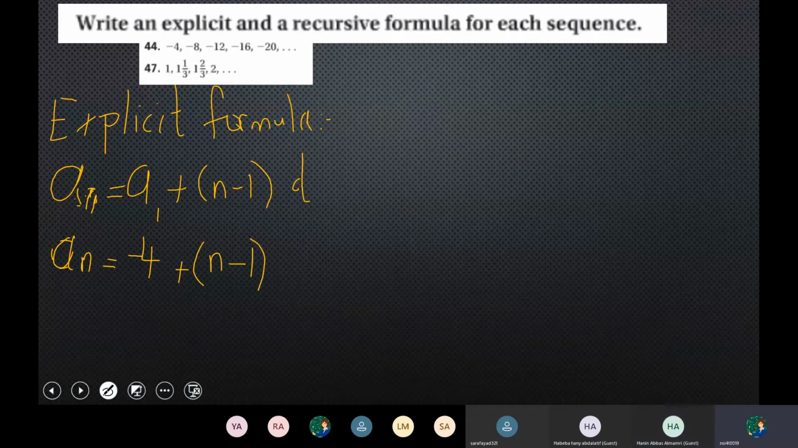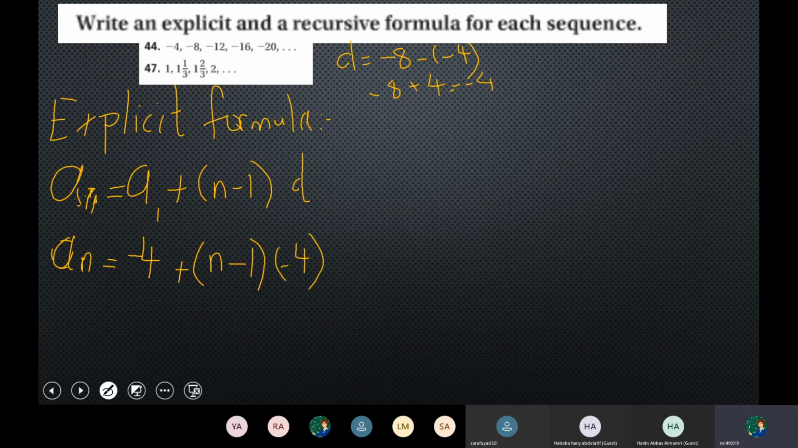What is the difference here? The difference is -8 minus -4, which is -8 plus 4 equals -4. Then a sub n is -4 plus, or you can say -4 plus n minus 1 times -4.